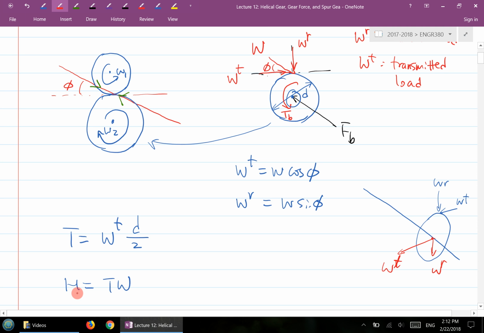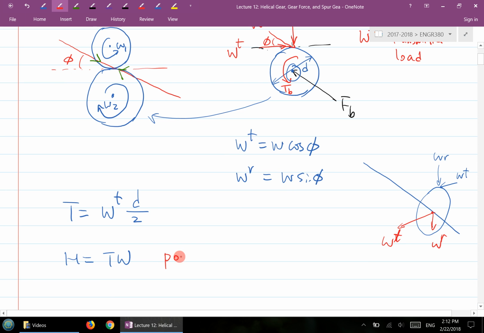What about the power calculation? Let me talk a little bit, just to refresh your mind on this power concept: T times omega, which is angular velocity. So that's the spur gear.